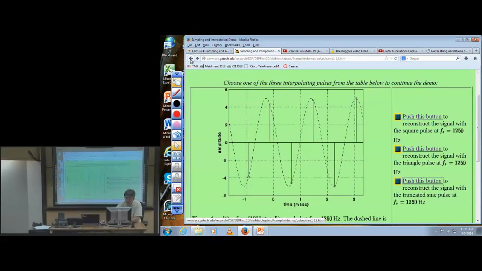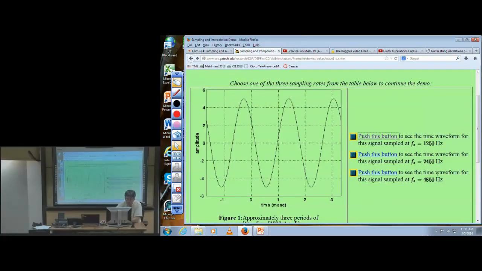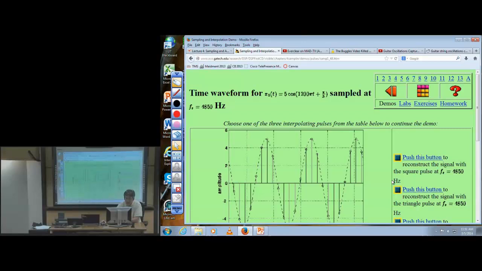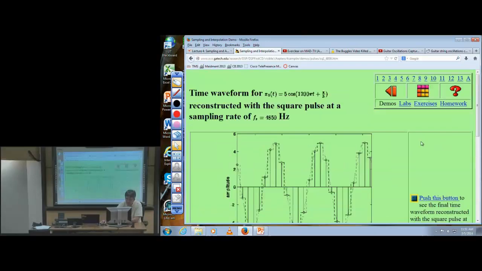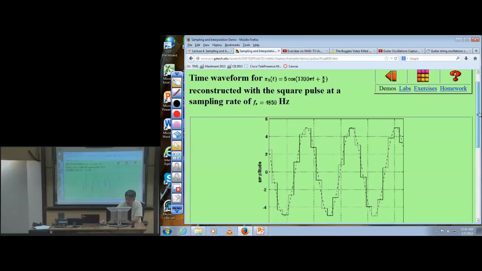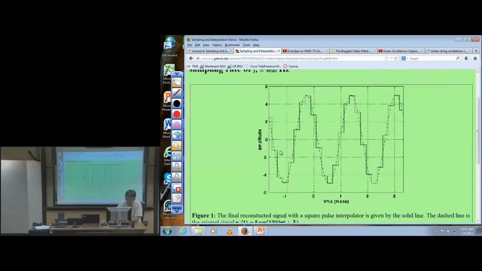Let me do oversampling. So instead of sampling at just more than 2 f max, let's sample at more than 8 f max. Remember, in a system, ultimately we have to pick a sampling rate. The higher the sampling rate, the better we track the time domain waveform, but the more complexity we incur. So here we are sampling at 4850 hertz, more than 8 f max. I get slightly more than 8 samples per period of the cosine. Reconstructing with a square wave, zero-order hold, I get a staircase approximation. It's better looking with 4 times oversampling.